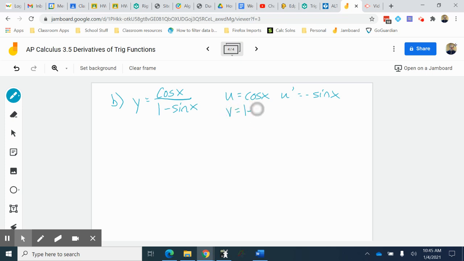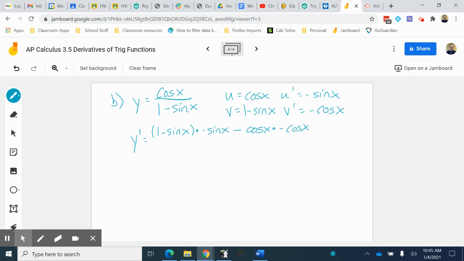v is equal to 1 minus sine of x, and the derivative of v, of course, will be negative cosine of x. So the derivative of y equals v du, 1 minus sine x times negative sine of x, minus u dv, cosine of x times negative cosine of x.